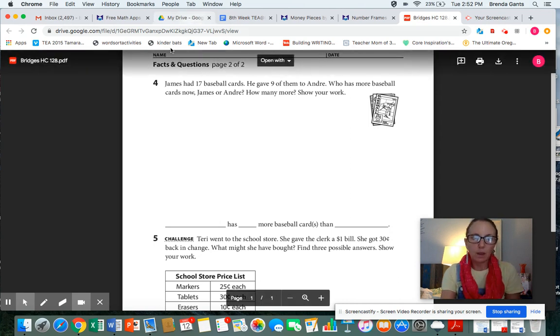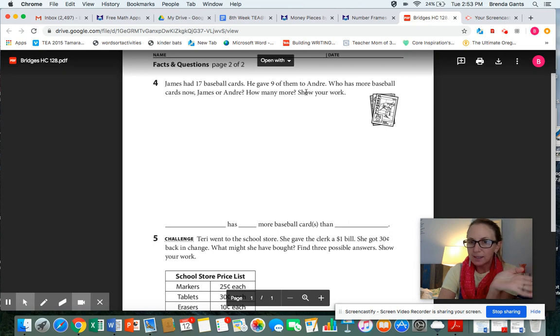All right. So this 4 just means it's question number 4 because this was the second page of these 2 pages of work. So we're going to ignore that 4 completely. And I'm going to read it while you follow along. James had 17 baseball cards. He gave 9 of them to Andre. Who has more baseball cards now? James or Andre? How many more? Show your work. So I'm going to read that again while you make a picture in your mind of what is happening in this story.